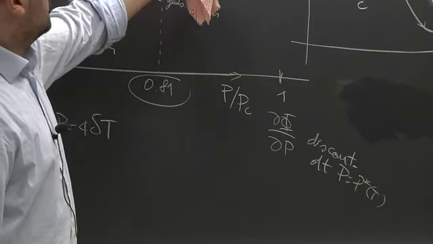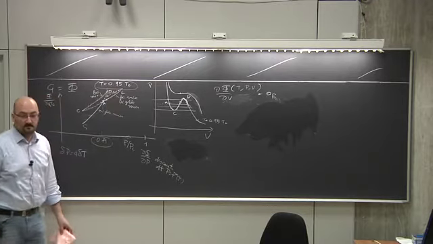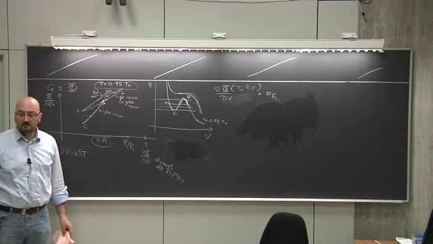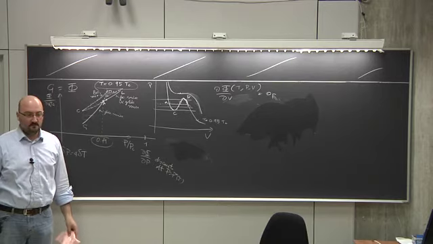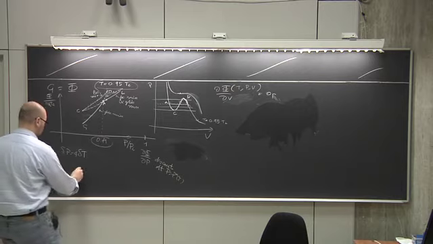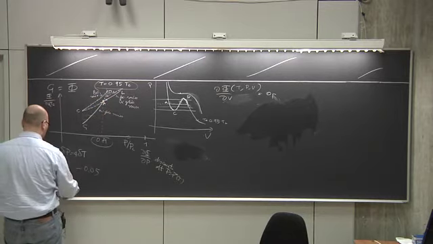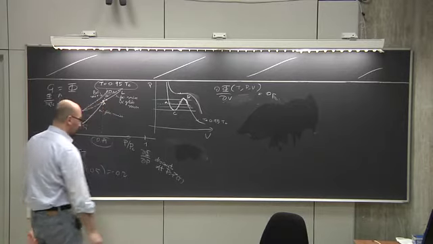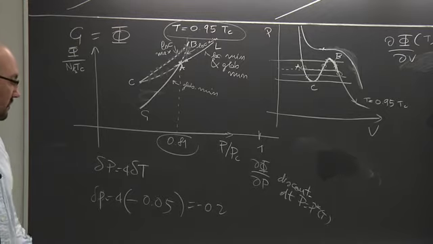So here, what is dt? What is dt? It's t minus tc, divided by tc. So it's negative. So it's minus 0.05 in this particular example. So dP should be equal to 4 times minus 0.05, which is minus 0.2. So the prediction of that approximate form that we had was that dP is minus 0.2.